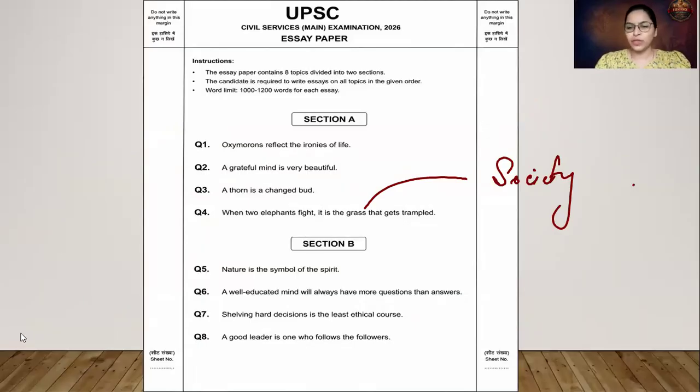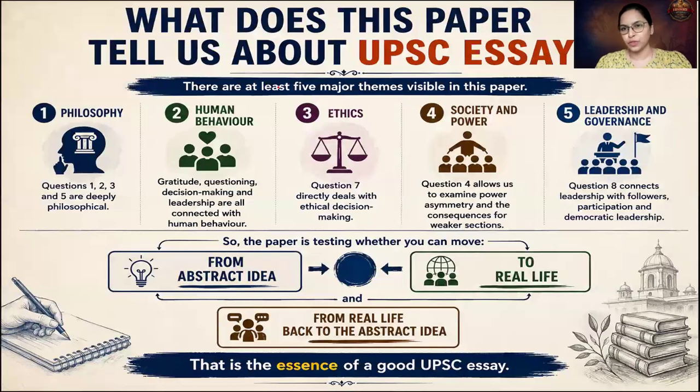So what can we conclude? What are the broad themes? Philosophy dominates. Then human behavior, the second question, a grateful mind is very beautiful, a gratitude-making question, is related to human behavior. Ethics, question number 7, is directly related to your ethics paper. Then question number 4 is related to society and power dynamics. And then you have the next theme related to leadership and governance.